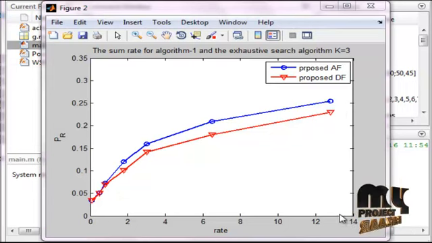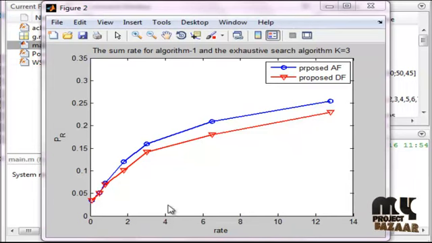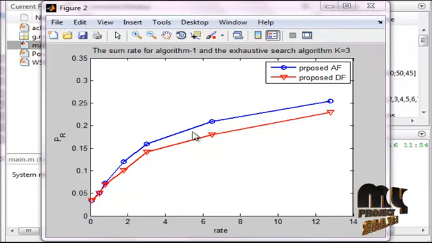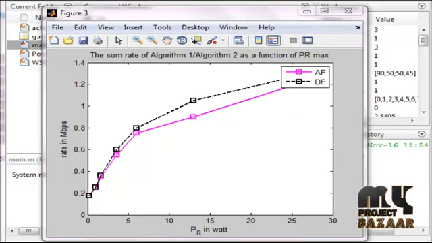So on the x-axis we get the power, and on the y-axis we get the rate. This figure shows the sum rate of algorithm 1, with the number of sources equal to k. So this is the graph of the second figure.